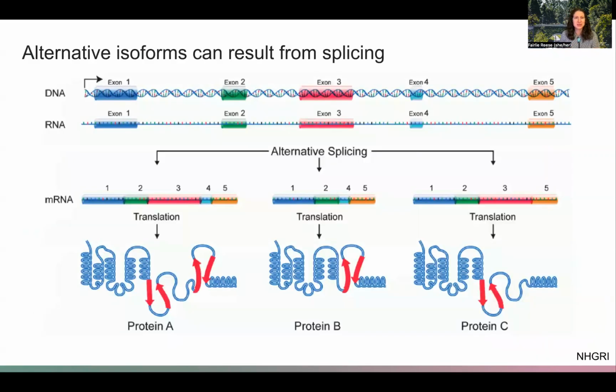Alternative isoforms can arise from multiple processes, the first of which is more canonically known, which is the process of alternative splicing. This basically leads to the inclusion or exclusion of different exons in the final messenger RNA, which can then, in the case of protein coding genes, lead to differential protein domains that are included and therefore different functions of the protein.